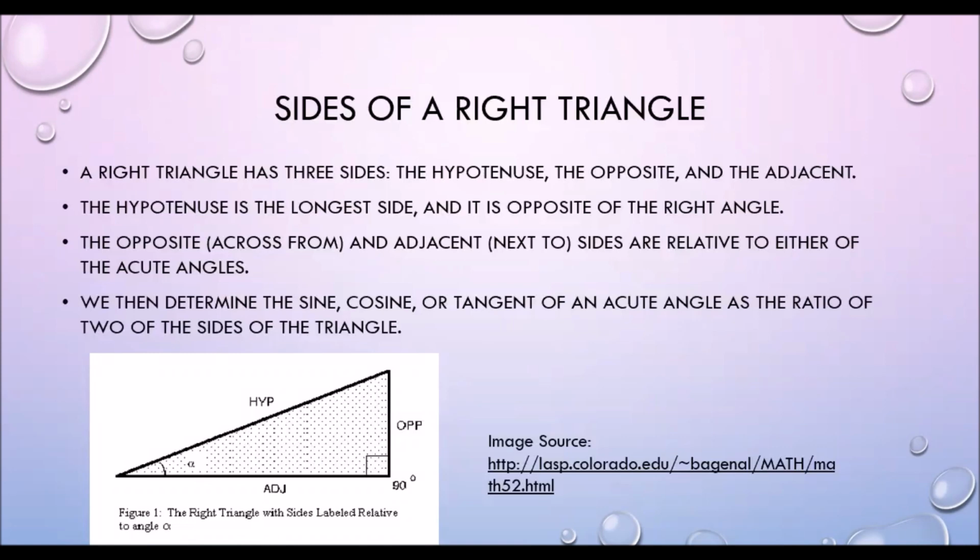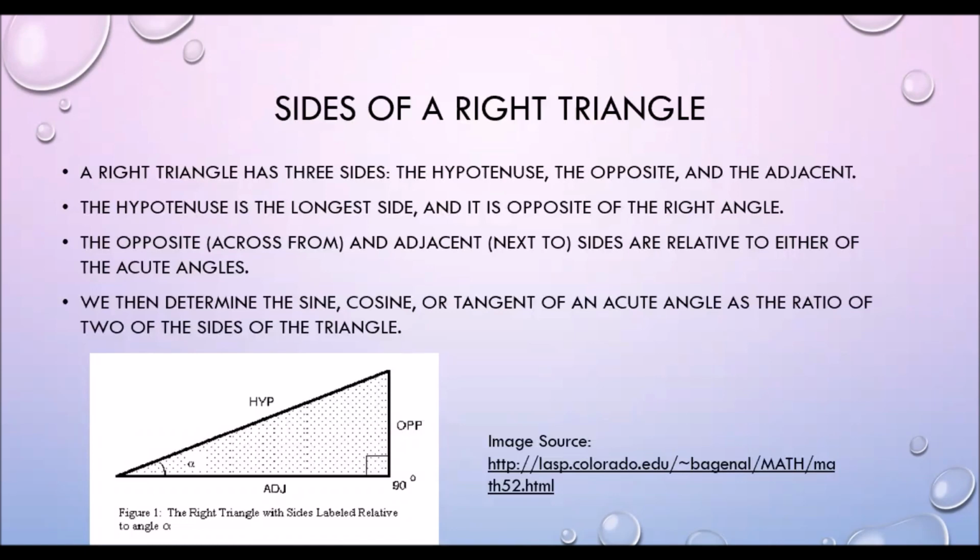The hypotenuse is the longest side and it is opposite of the right angle. The opposite and adjacent sides depend on which angle you're talking about. For example, in the diagram, let's look at the acute angle A. The opposite side of angle A would be the shortest side, and the adjacent side would be the side next to it, which happens to be the longest side.